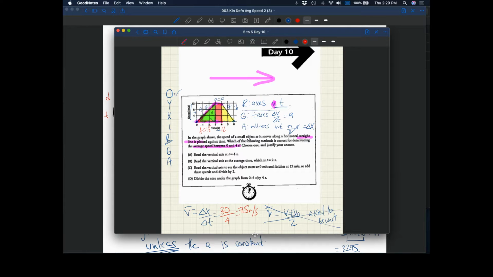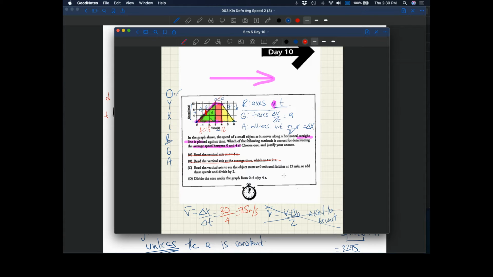So, read the vertical axis at 4 seconds. Definitely not. That's only going to give us the instantaneous speed. Read the vertical axis at the average time, which is 2 seconds. Well, that would work if the speed were consistent, but it's not the case. If we read the time at 1.5 seconds, that would give us the average speed during the first 3 seconds, but it's not helping us with the value of the average speed.